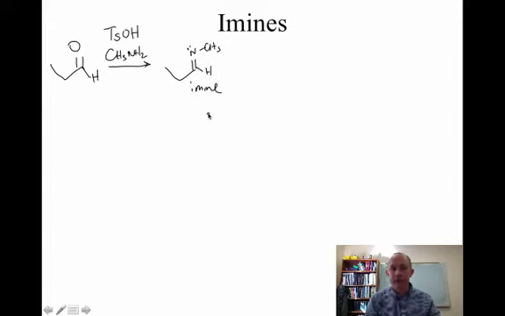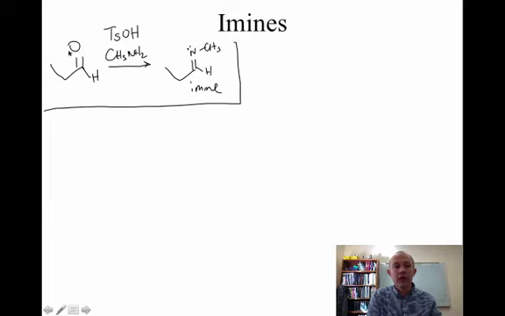So let's propose a mechanism. Just like in the acetal formation video, the first thing that's going to happen when we mix together toluene sulfonic acid and our amine is that our amine is actually going to accept the proton. Just like in the acetal formation video, any proton transfer is going to come from protonated solvent, and any time that we need something to accept a proton, then the solvent is going to do that as well.